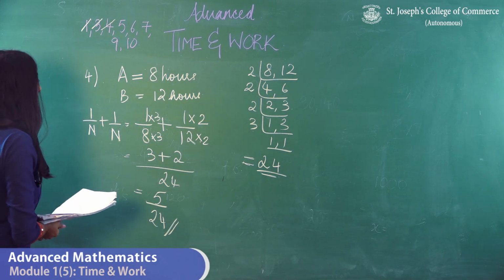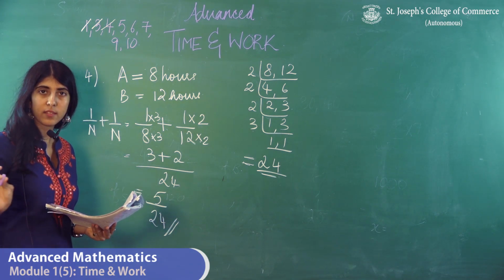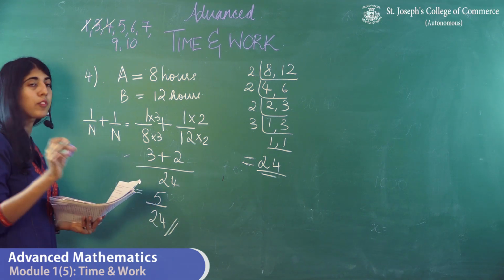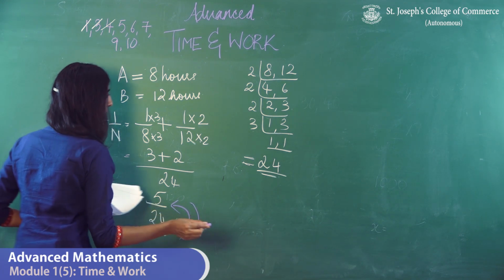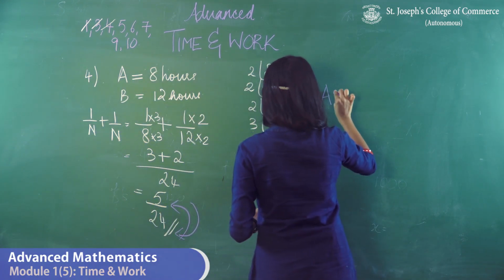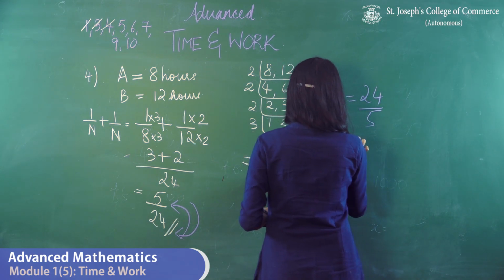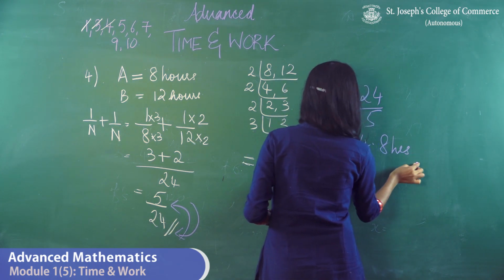This is the work done in 1 hour. In order to get your final answer as to how much time they take if they work together, you would have to reciprocate it. So your answer would be 24 by 5, which is equal to 4.8 hours.